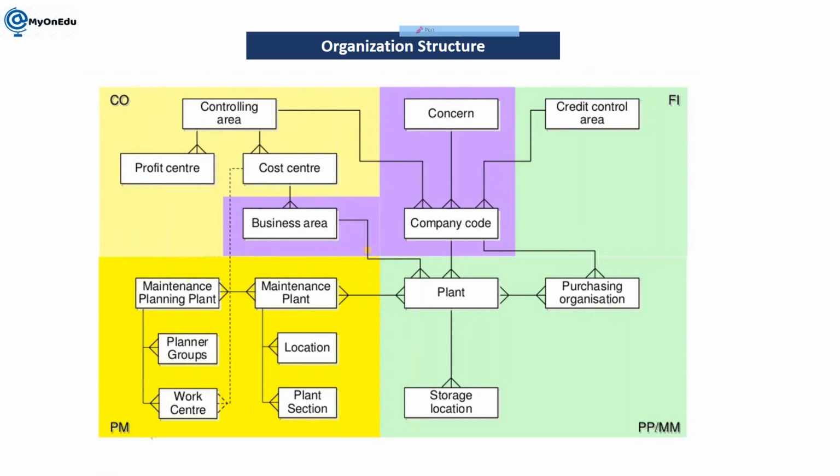This is the controlling area, part of CO, which has the company code created in FI, and this company code will be assigned to the controlling area. And this company code in MM will have one plant. This plant will have a purchase organization, and this purchase organization will also be assigned to the company code. So here in investment management, we are going to use only these organization structures: controlling area, company code, purchasing organization, and plant. Cost center and profit center also will be used.